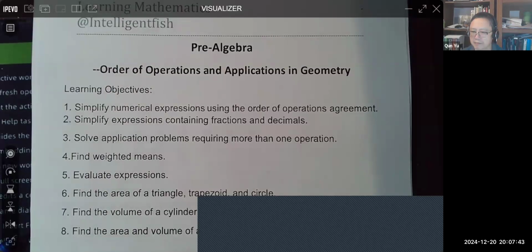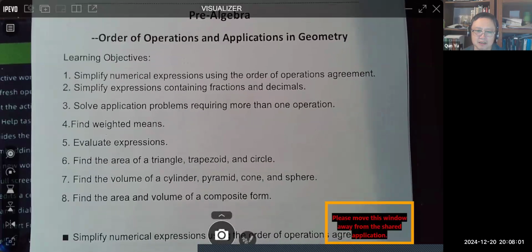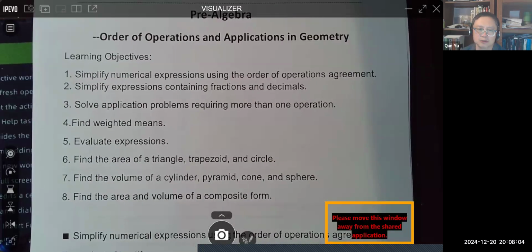Hi everyone. In this video, we are going to look at the order of operations when we evaluate an expression. Also, some application problems in geometry. As you can see here, we have these learning objectives. After we do some calculations using the order of operations, we are going to look at how to calculate the area and the volume of different shapes.